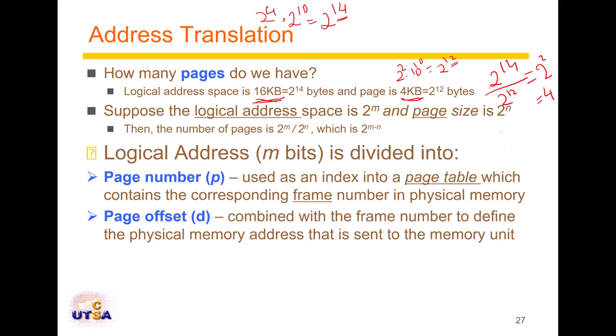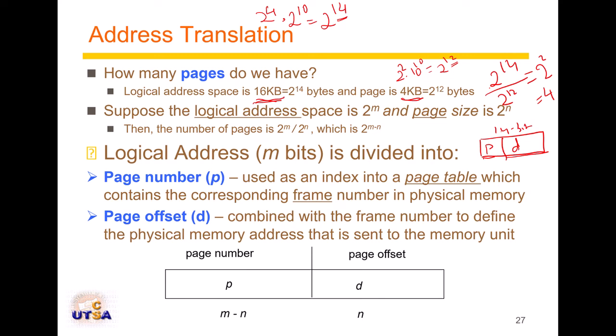Okay, so the logical addresses, as we discussed before, will have 14 bits in this case, and in general m bits. When we have these 14 bits, we need to divide that logical address into two parts. One has p bits representing the page number, and the remaining d bits are for the page offset. So how many bits do we need to address every byte within the page? We need to divide our logical address space into two parts, as I said, page number and offset number. And as we just computed, we need to start with the page size, of course. From the page size, we can figure out how many bits we need for the offset, right?